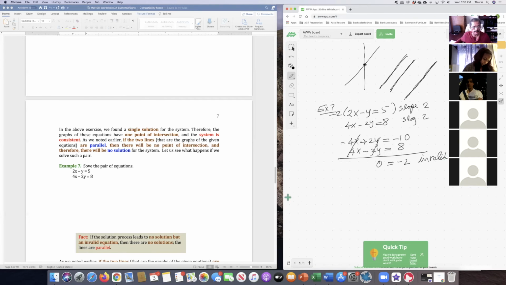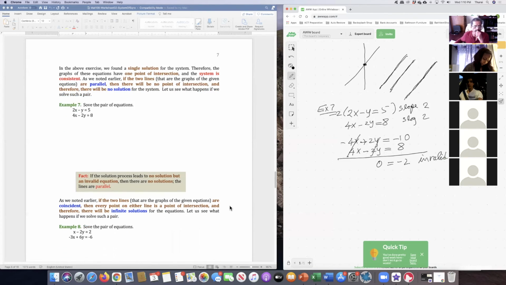The fact you need to remember is this. If the elimination method leads to no solution but an invalid equation, that indicates that the system has no solution, so the lines are parallel. So the conclusion is this: no solution, which means inconsistent. The word is inconsistent when there is no solution, and the lines are parallel.